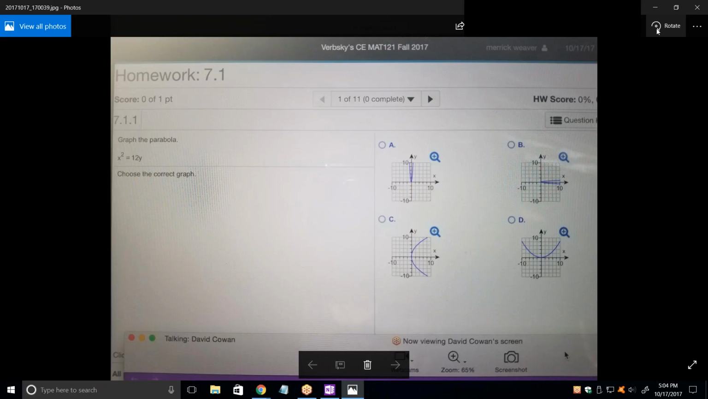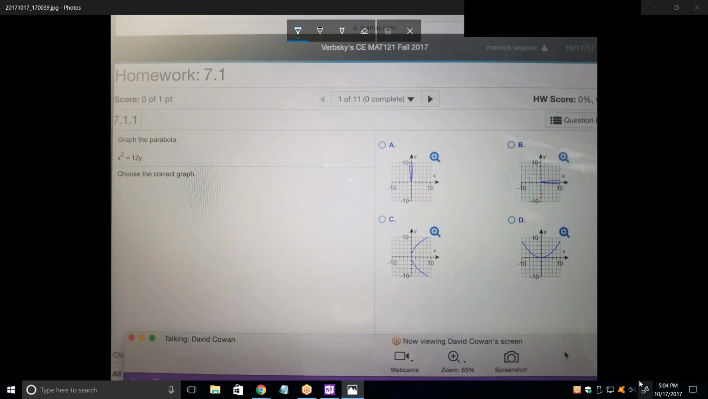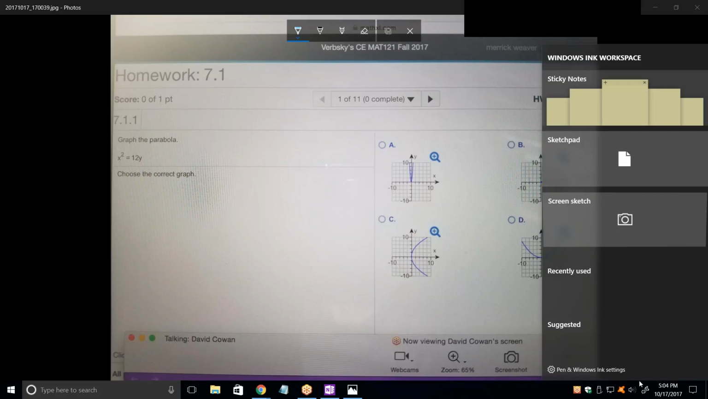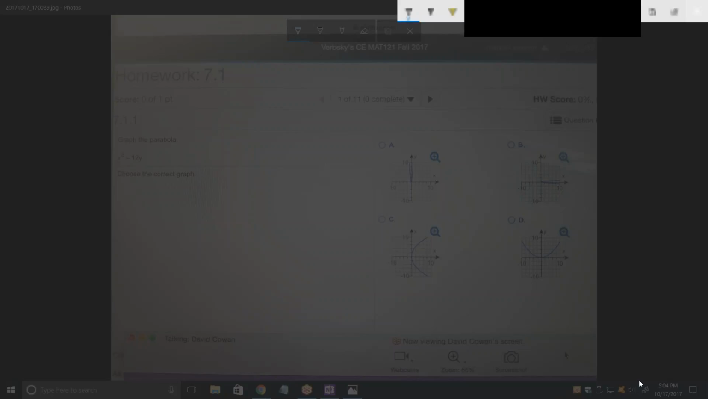Okay, so the first one is x squared equals 12y. So, if I were to put that in normal format, what would it be? Can you help me out with this? Like show me step by step what to do? Yeah, I can. I haven't learned the parabolas and stuff as much as I should have.